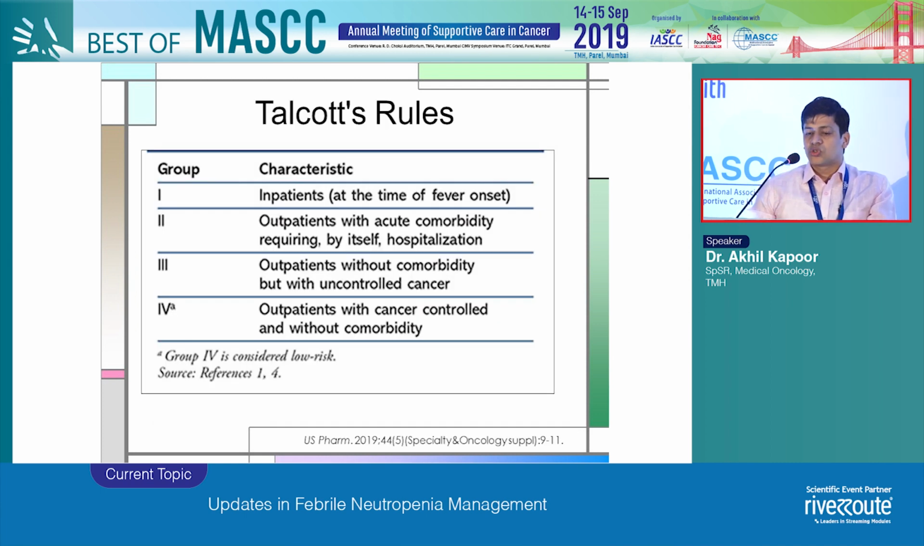There are also Talcott's rules, which divide patients into group 1 to group 4. Group 1 is inpatients at the time of fever onset. Group 2, patients with acute morbidity requiring hospitalization. Group 3, outpatients without comorbidity but with uncontrolled cancers. And group 4, outpatients with controlled cancer and without comorbidity. And these are considered low risk.